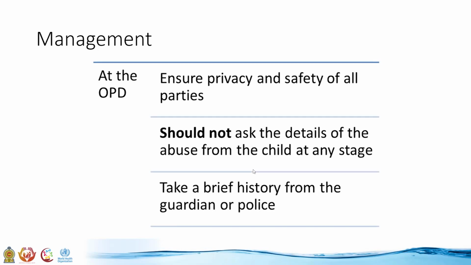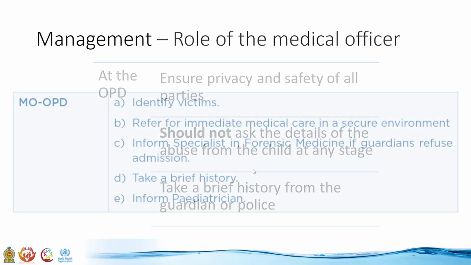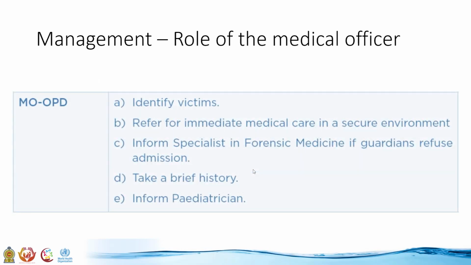If you are a medical officer at the OPD, you should ensure that the child's privacy is maintained. A brief history should be taken from the guardian. Do not ask the child about the details of the abuse, as it can cause retraumatization and worsen the psychological outcome. As the medical officer of the OPD, your role is to identify possible abuse, and arrange for treatment in a safe and secure environment without any further risk of abuse. If the parents refuse admission, the judicial medical officer should be informed.